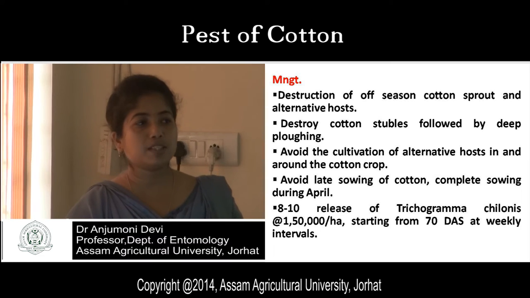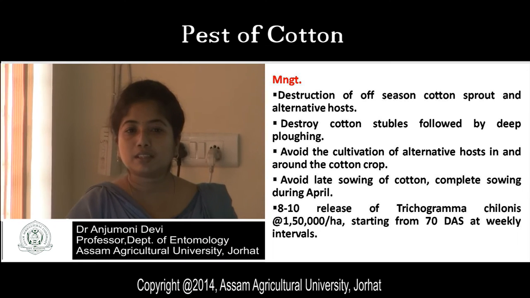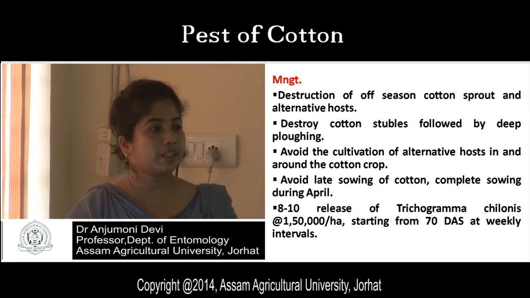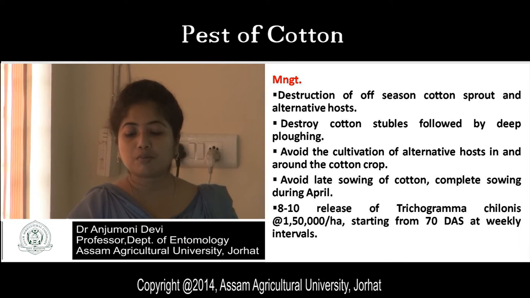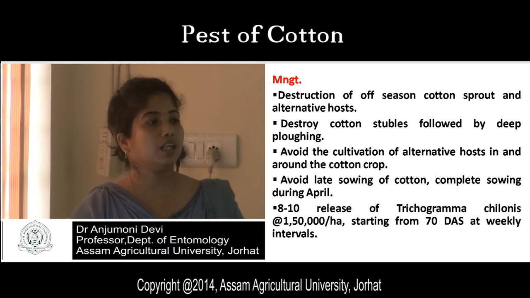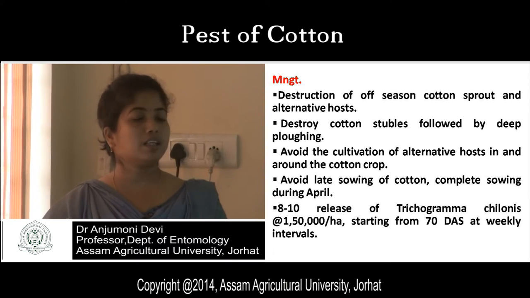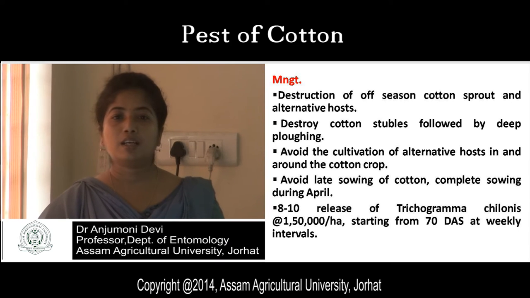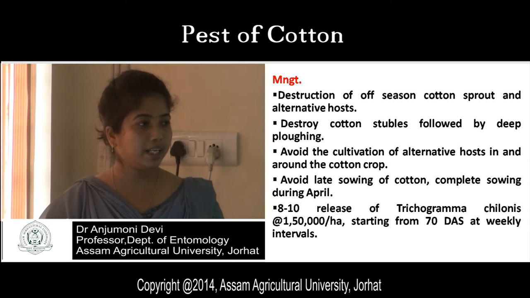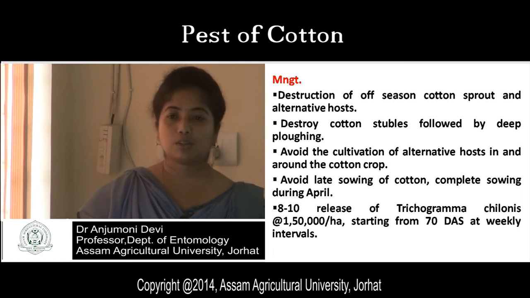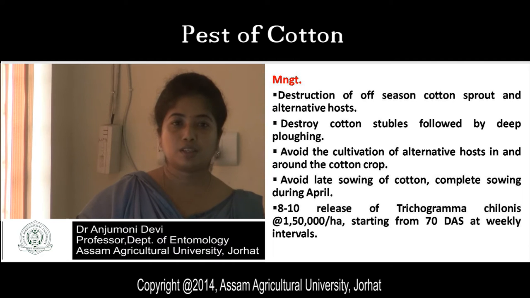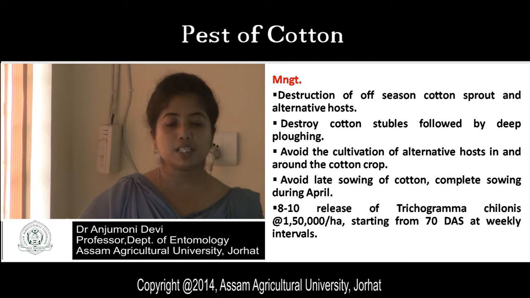And when these are exposed, then natural enemies like birds feed on these pupae. So deep ploughing is an important practice for management of this insect. Then avoid the cultivation of alternative hosts in and around the cotton crops. If we grow alternative hosts like okra or other malvaceous crops in nearby areas or in the cotton field, then when the cotton crop is over, the insect migrates from the cotton crop to the other crops. So we have to avoid this practice.